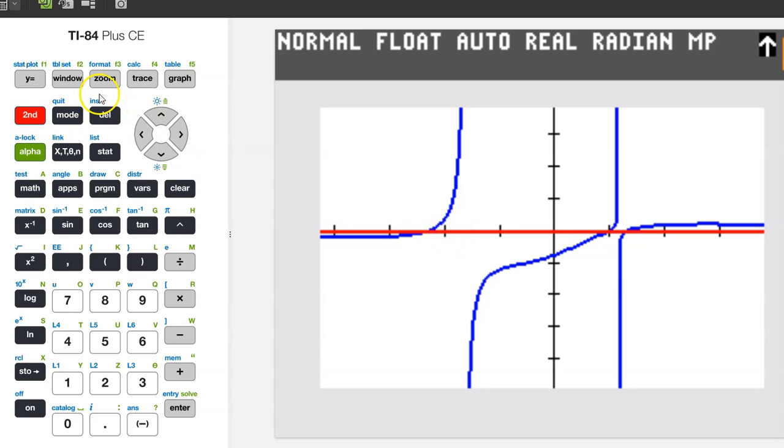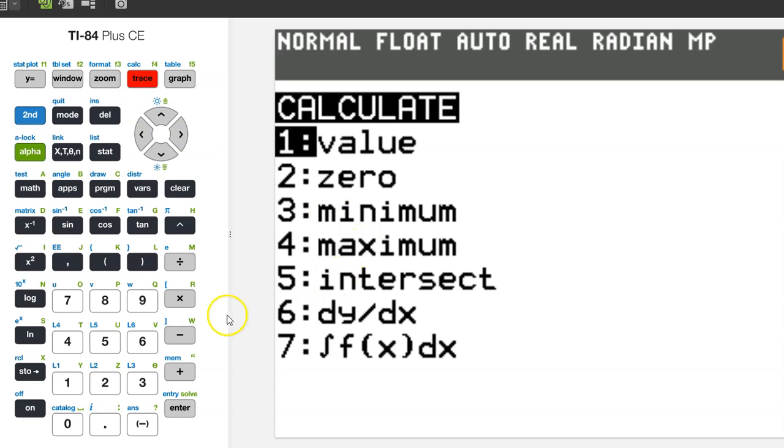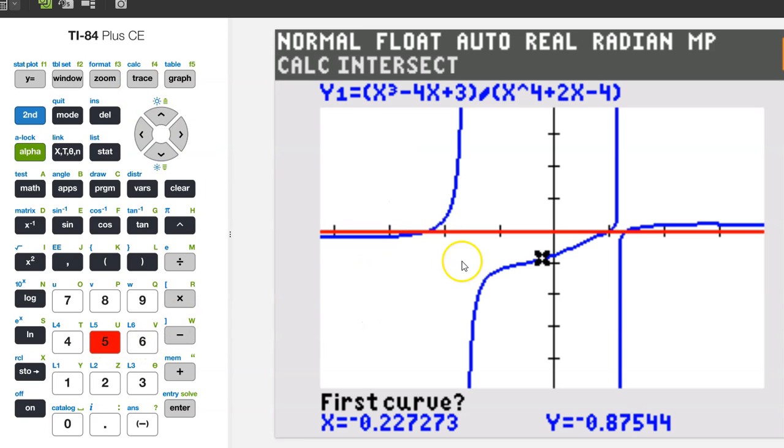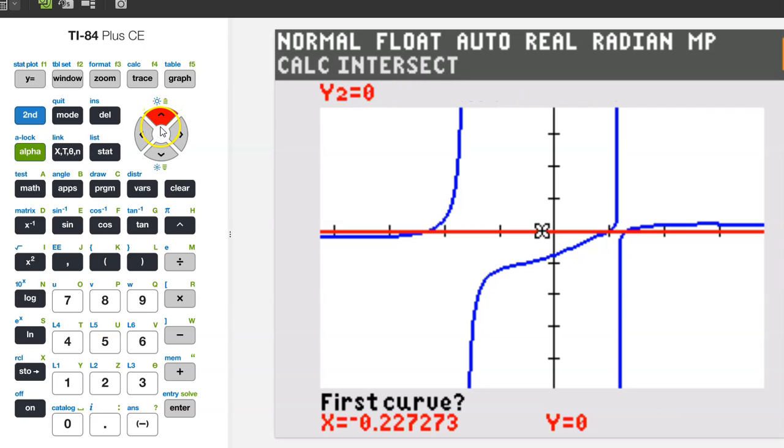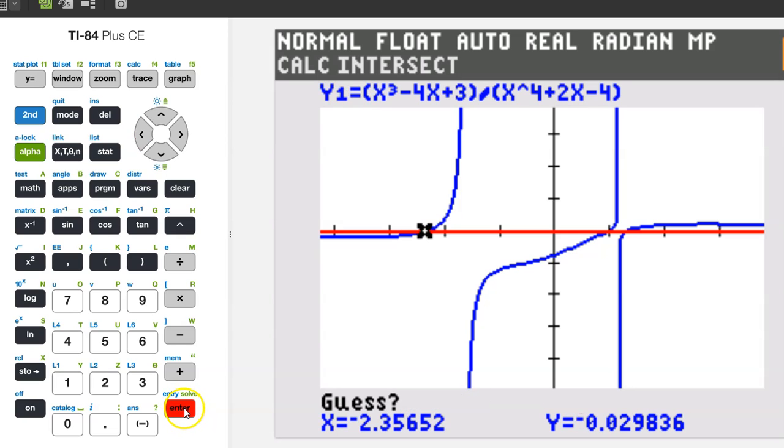So let's hit second trace, intersect, second trace 5. Now we can just move the pointer close to each one of these zeros. I think I'm going to go in order from left to right. So I used my up arrow to jump to the red, just because I can see that that's going to be a smooth trip from left to right. So just come over here near the first 0 and hit enter 3 times. Enter, enter, enter.